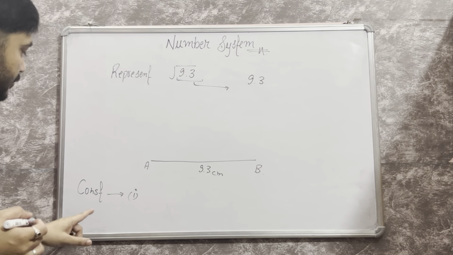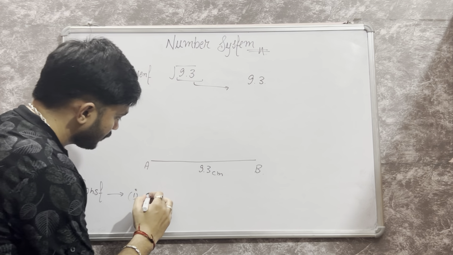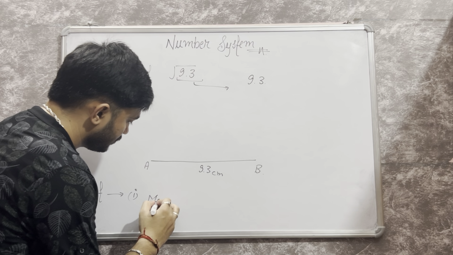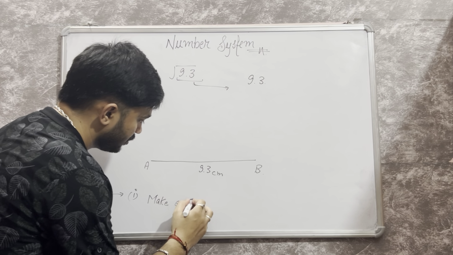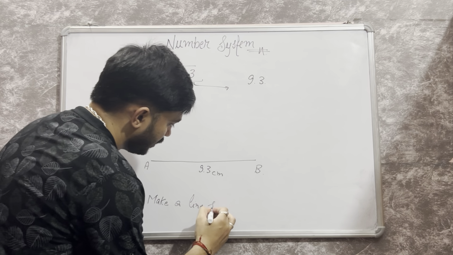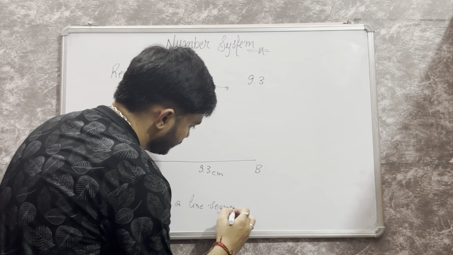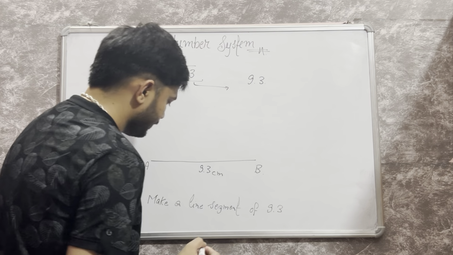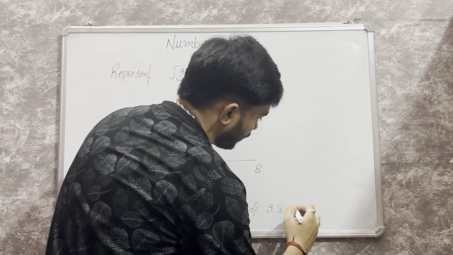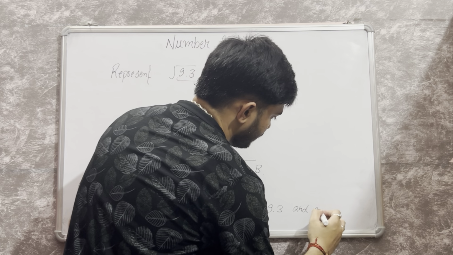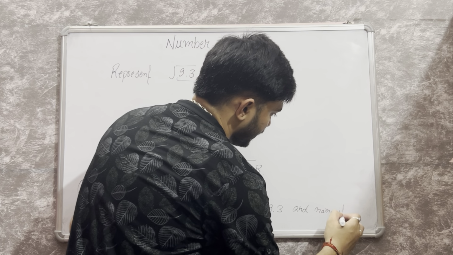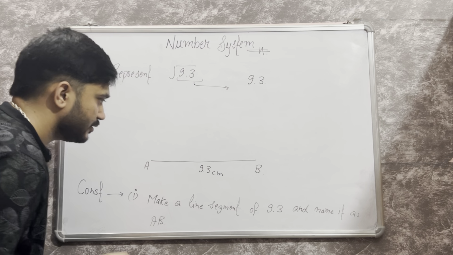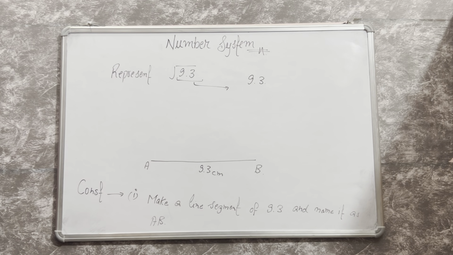So the first step of construction will be: make a line segment of 9.3 and name it as AB. This is the first step of construction. Any doubt?